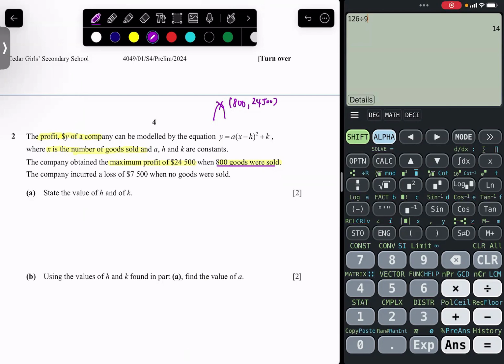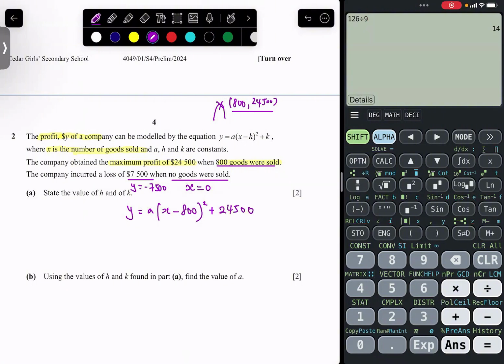Now the company incurred a loss of 7,500 when no goods were sold. So this is also important. It means that when no goods were sold, x equals 0, y equals negative 7,500. State the value of h and of k. Based on this, I can find h and k because I have the turning point. So y equals a (x minus 800) squared plus 24,500.